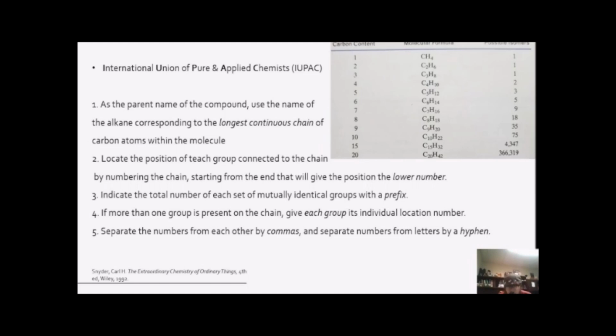Then finally, as we write the name, we separate the numbers from each other by commas, and we separate the numbers from letters with a hyphen. So I'm going to show some examples of this in just a minute. This leaves off some of the things, like functional groups, which we'll talk about later. You actually typically alphabetize the groups coming off, but we're not going to worry about that. We're just doing this for simplicity. We're not going to be perfect because we're not aiming to be IUPAC organic chemists, but this is the generalized naming scheme for all organic compounds.